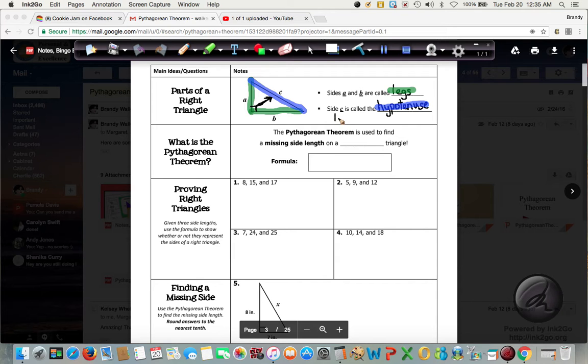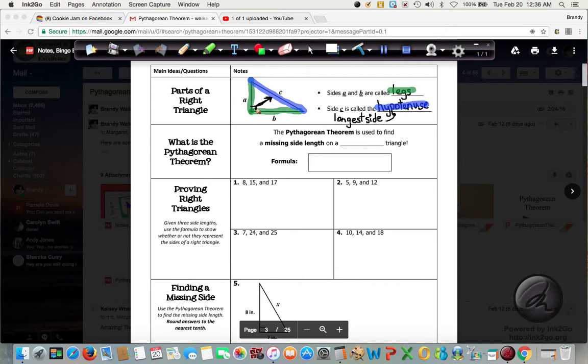It's also the longest side. So I want you to make a little note down here, please. It says longest side. All right, there we go. And this is the hypotenuse.